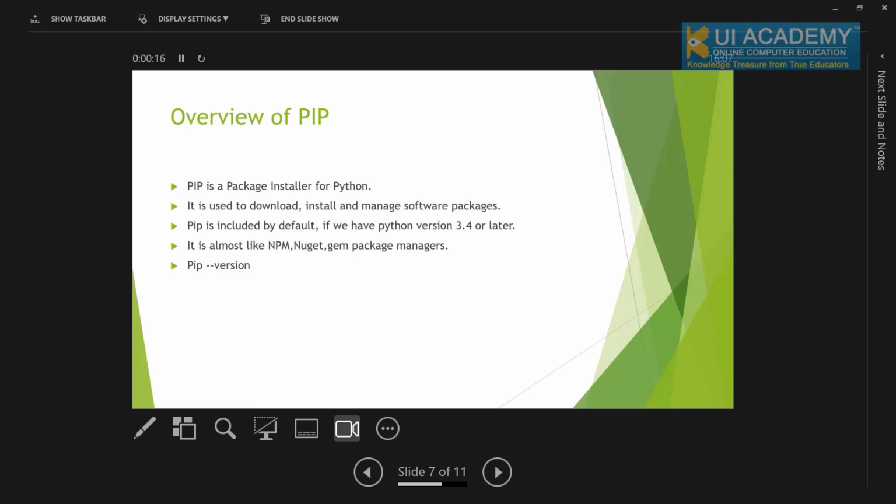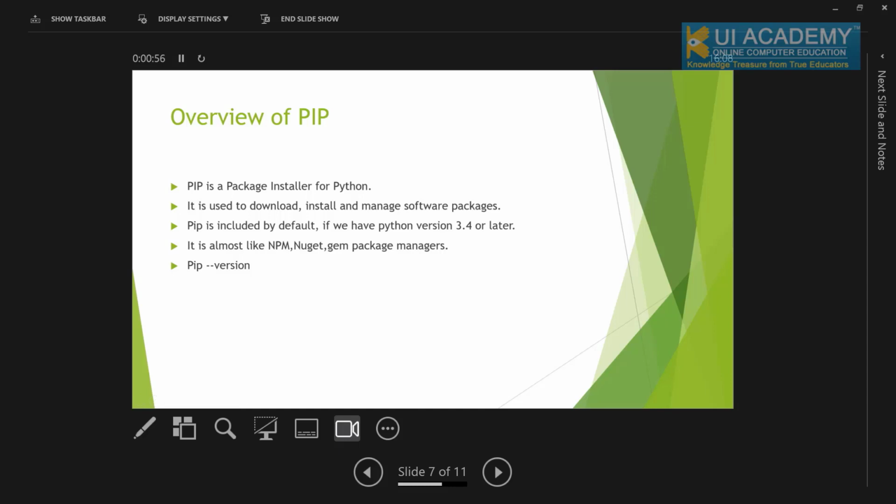In this lecture, I'll give you a quick overview of pip, which is the package installer for Python. Now, why do we require pip? Because if you have to download any libraries or Python modules, and then install and manage them, you need a package manager. Fortunately, pip is included by default if you have installed Python version 3.4 or later. So far we have installed 3.12, so that means we have pip.